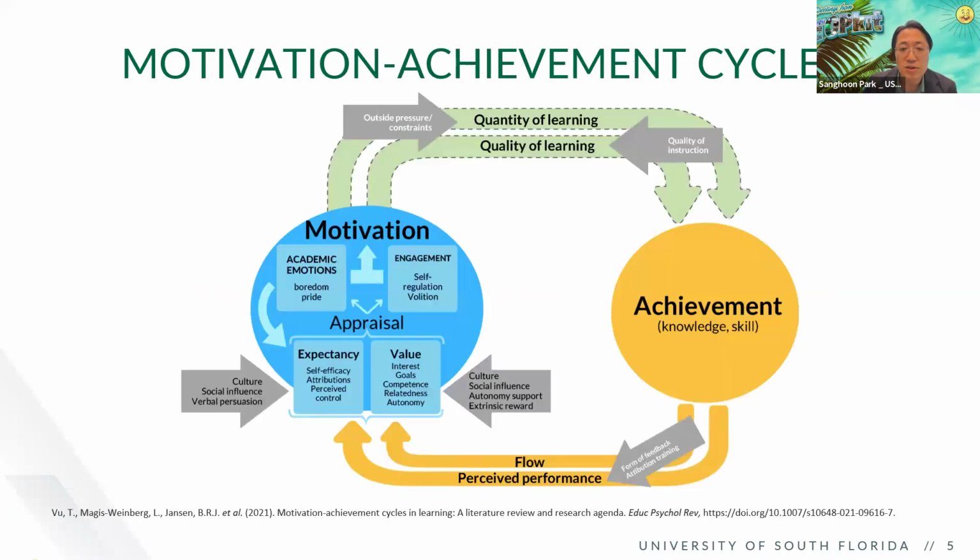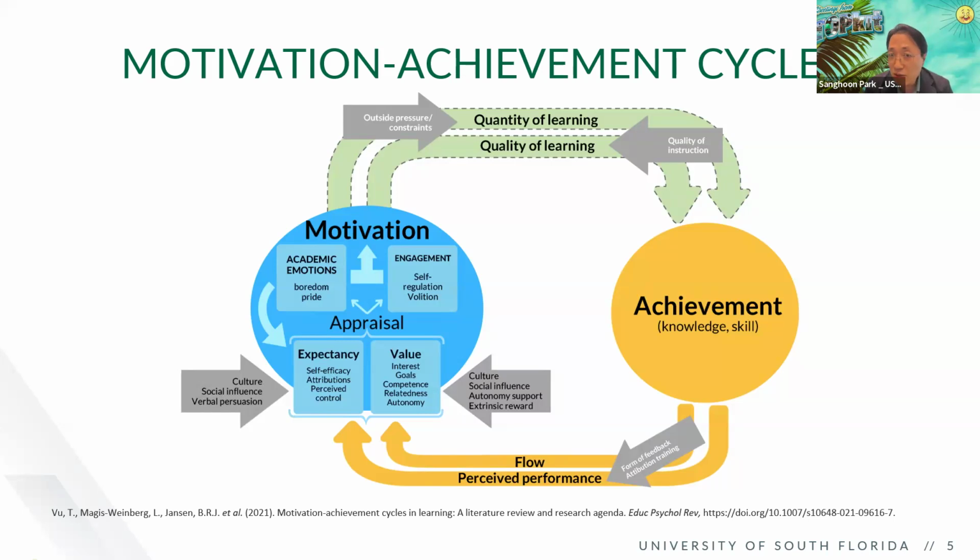So I am going to introduce one conceptual model here. It's called the motivation achievement cycle. As an instructional designer and as someone working in the field of instructional design and technology, we care a lot about the quality of learning on top of this circle, right? So that's why we follow the quality measure standards and try to create the best course we can in order to make sure that the quality of learning is ensured.